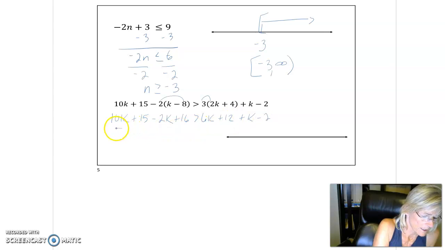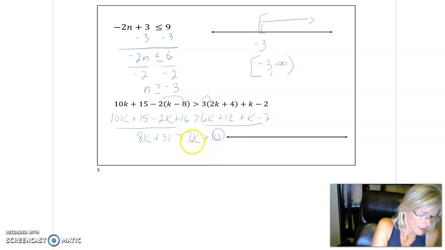And again, we combine like terms on both sides, and then we start our adding and subtracting. So I get 10k and 2k is 8k. 15 plus 16 is positive 31. Is greater than 6k plus k is 7k. 12 minus 2 is 10. And again, I'm going to subtract the 7k from both sides because I like my variable on the left. I think it's easier to understand.